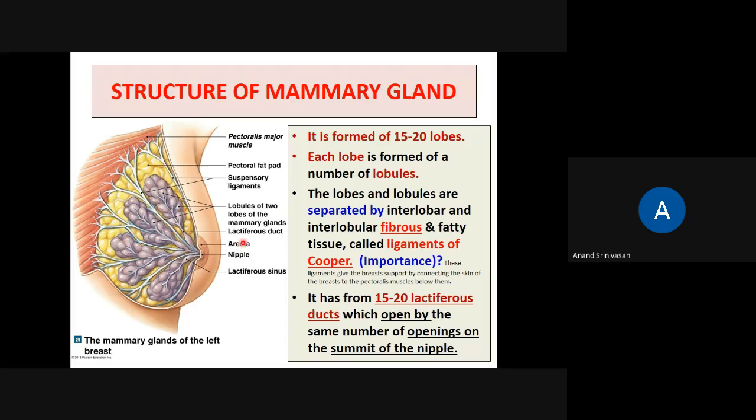So what is the anatomical relevance? You might need to explain it to the mother, the lactiferous sinus. Any doubts until now?